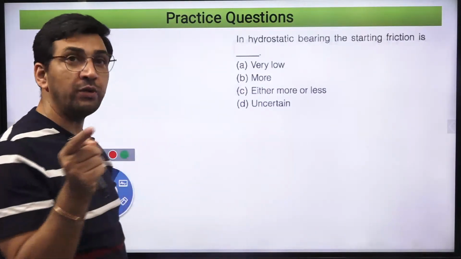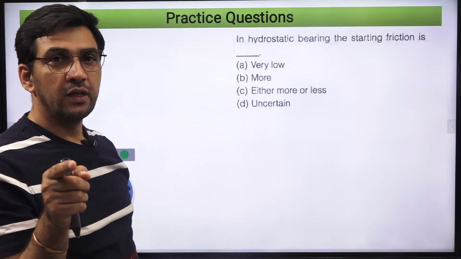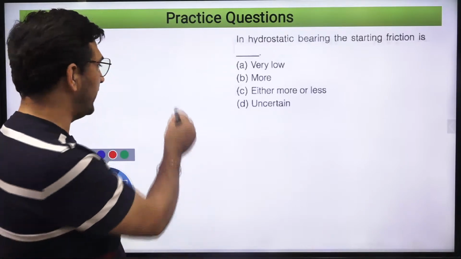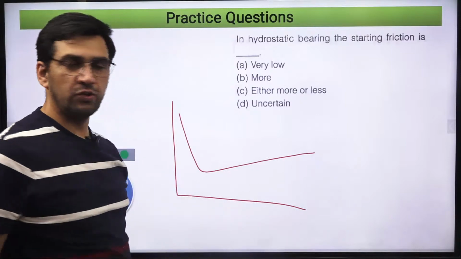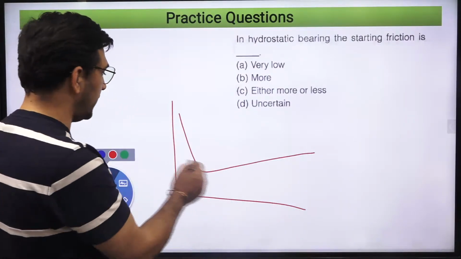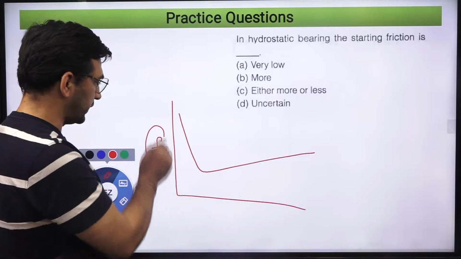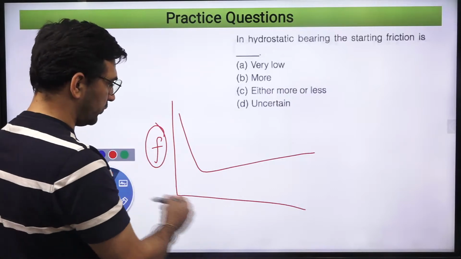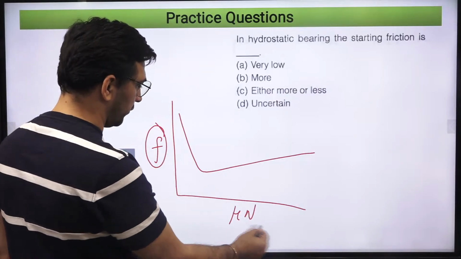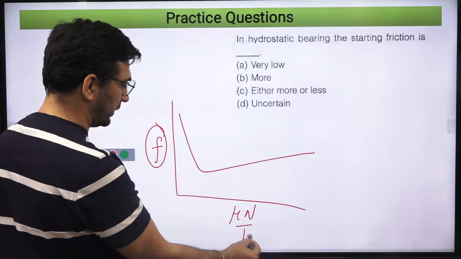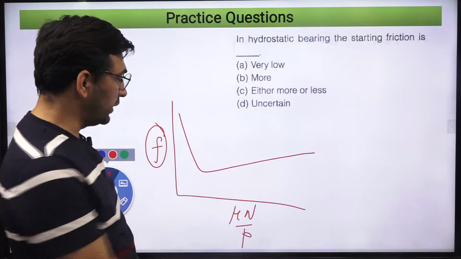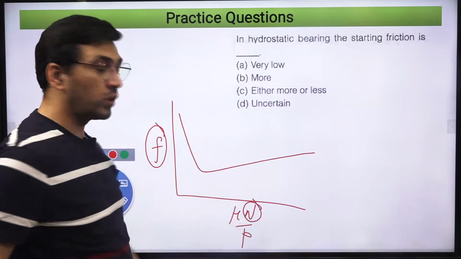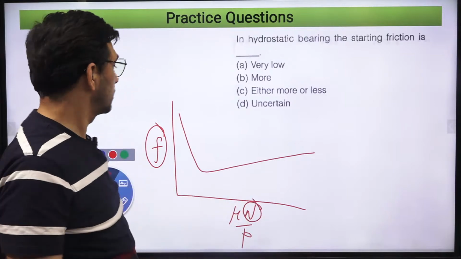In hydrodynamic bearing, you already know the variation of friction. This is the coefficient of friction. So with the speed, you know the variation of coefficient of friction in case of hydrodynamic. But in case of hydrostatic bearing, if speed increases, what is going to be the coefficient of friction?